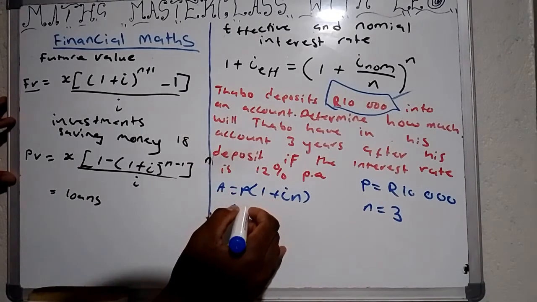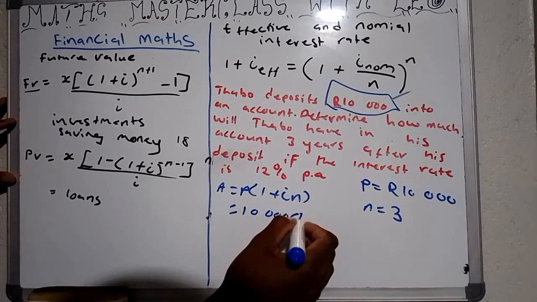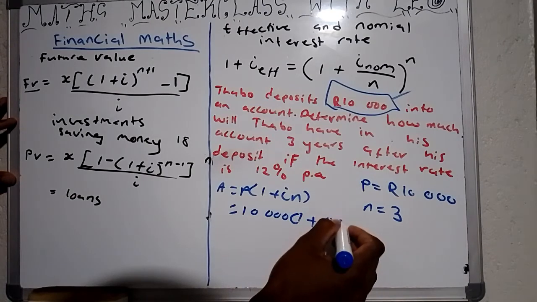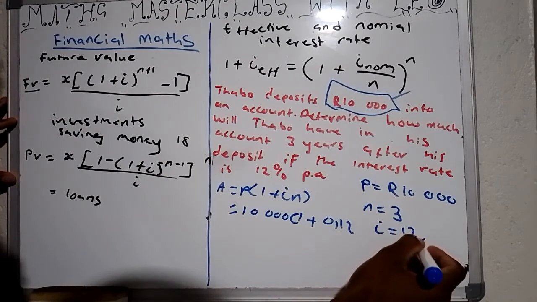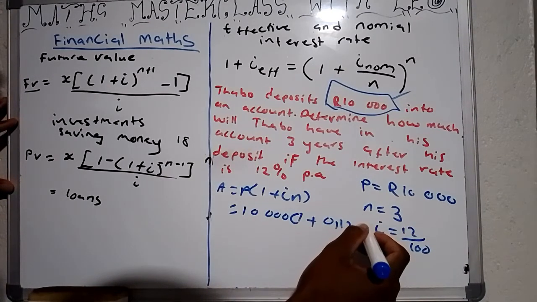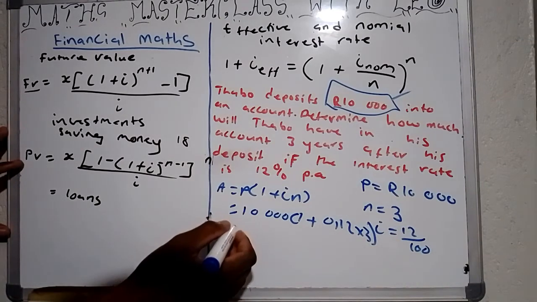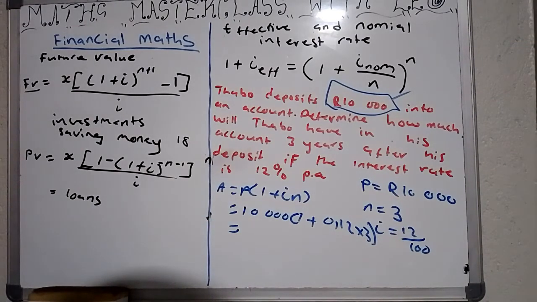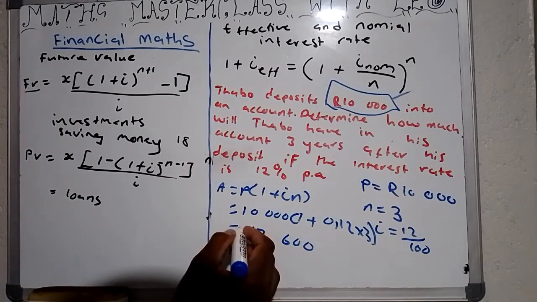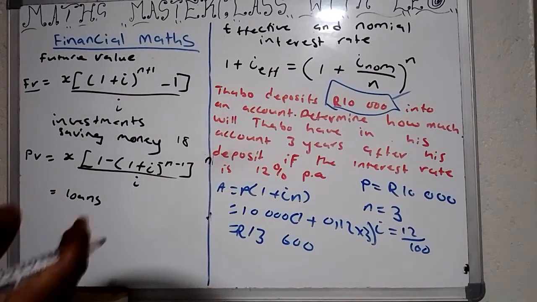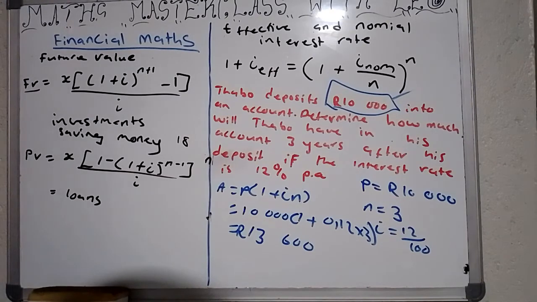So I'm just going to say here I'm going to have 10,000 into 1 plus I is 0.12. What did I do? I just said I is equals to 12 divided by 100, right? Multiply by N. N is number of years, which is 3 in this case. So what am I going to have? Let me just get my calculator. I'm going to have 13,600 rand. This is the future amount that Thabo will have after 3 years, right? Let's get another simple question, then we move.